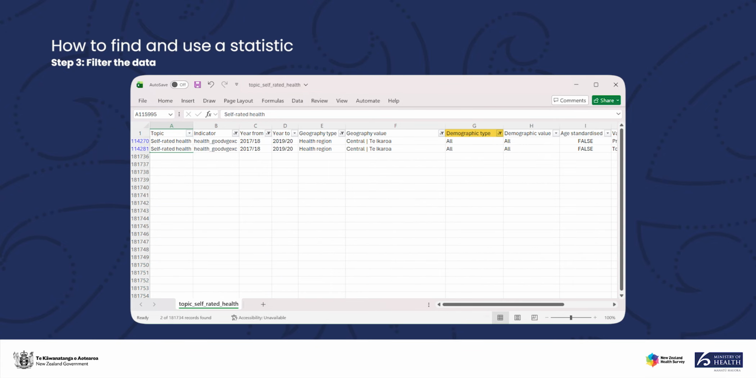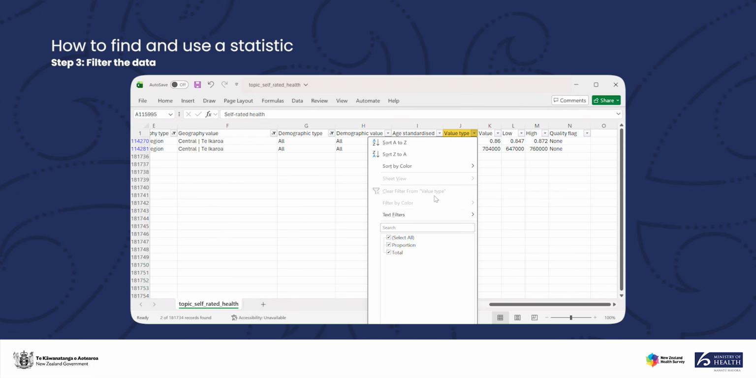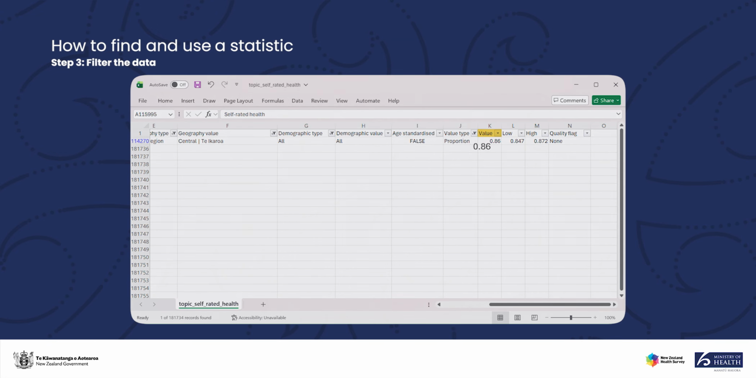If I were interested in, for example, self-rated health among adults aged 45 to 54, I could select that demographic group here. Lastly, the value type I'm looking for is a proportion, as I want to know what proportion of adults reported good, very good or excellent health. If I wanted to know the number of adults who have good, very good or excellent self-rated health, I could select total here. The table shows a value of 86%.